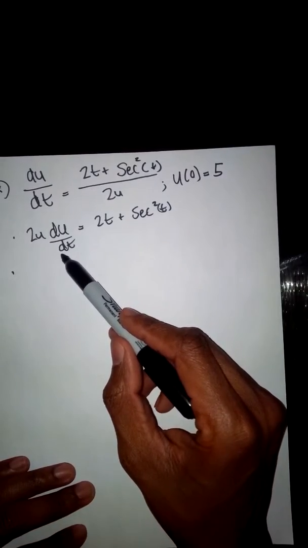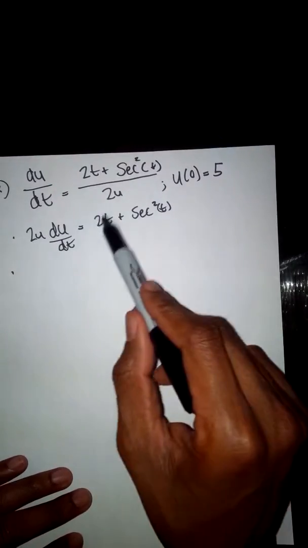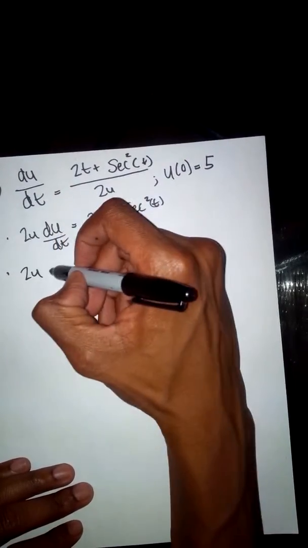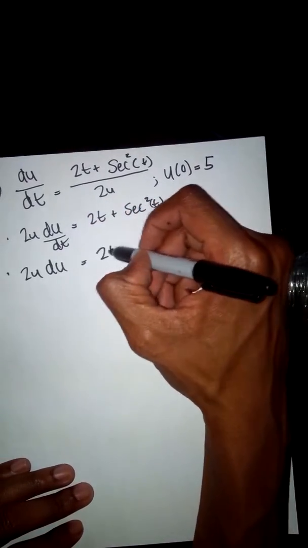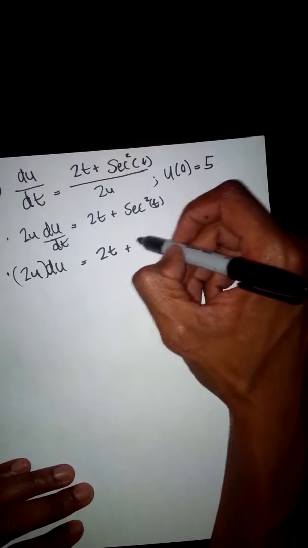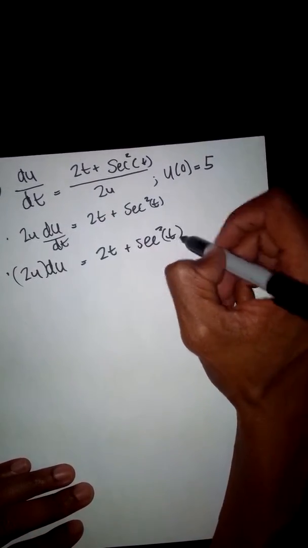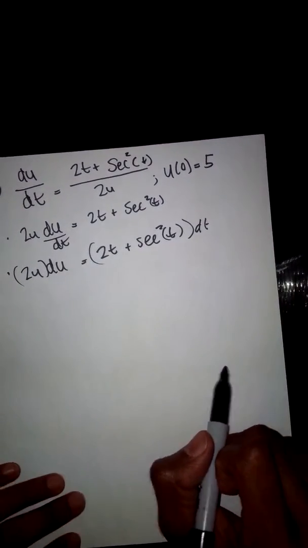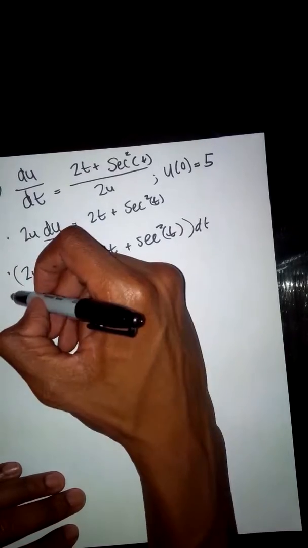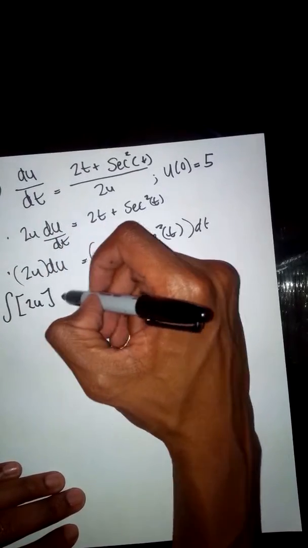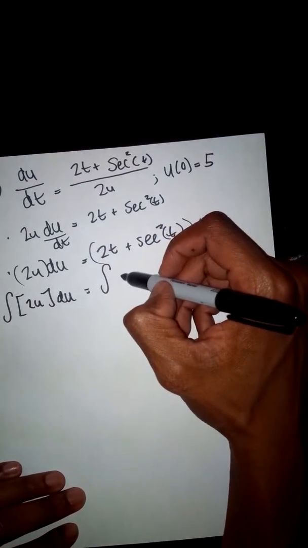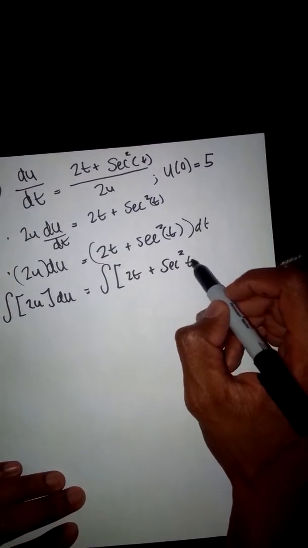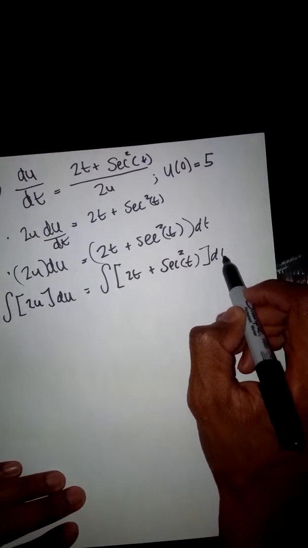Now we're going to multiply both sides by dt so that we get the du and the u's on one side and the t's and the dt's on the other side. So we're going to have 2u du is equal to (2t plus secant squared t) dt. Now integrating both sides, we get the integral of 2u du is equal to the integral of 2t plus secant squared t dt.